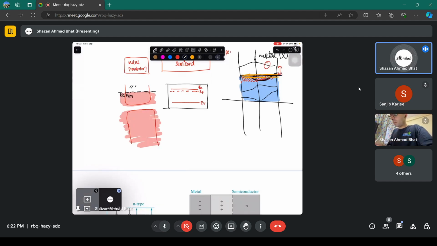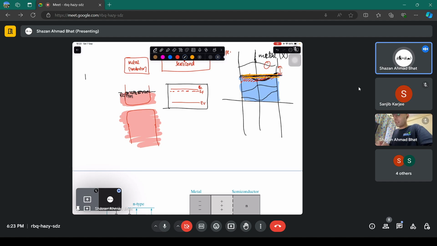And above these, the states are empty; these states are completely filled. Okay, so that is the band diagram of a metal. This indicates that there are so many electrons present here, because the Fermi level has now penetrated into the conduction band, and it's in the conduction band itself. There is a huge density of states.